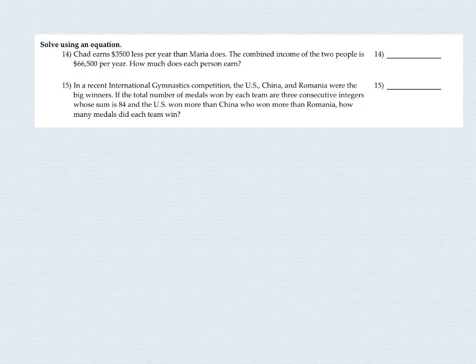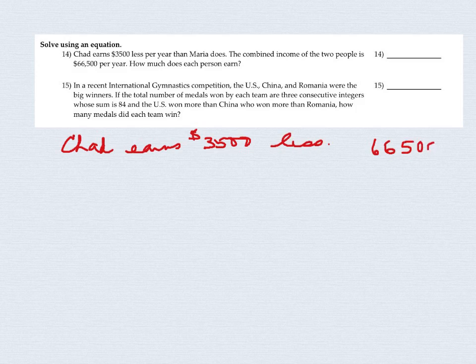Number 14. It's hard to read, so I'll read it to you. It says Chad earns $3,500 less per year than Maria. So I'll just jot that down in. Chad earns $3,500 less. And then the question goes on to say the combined income is $66,500 per year. How much does each person earn?